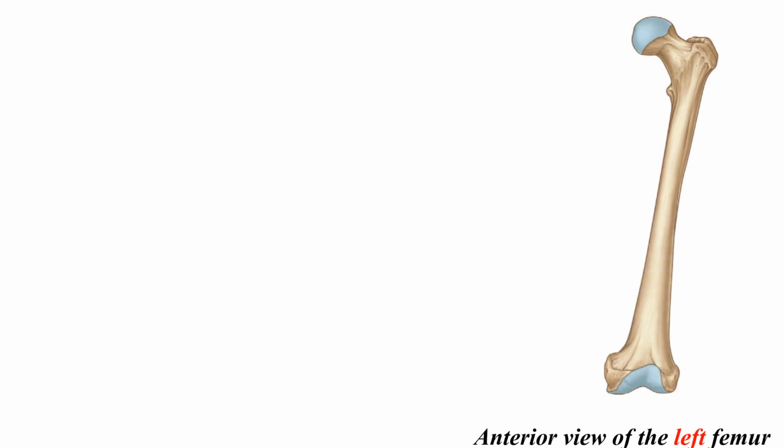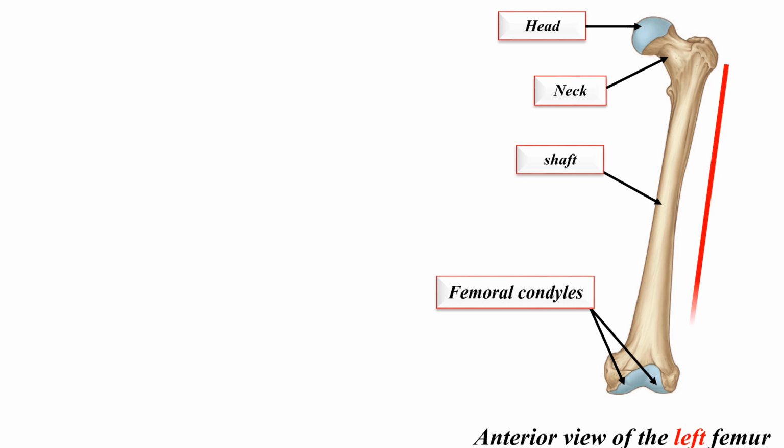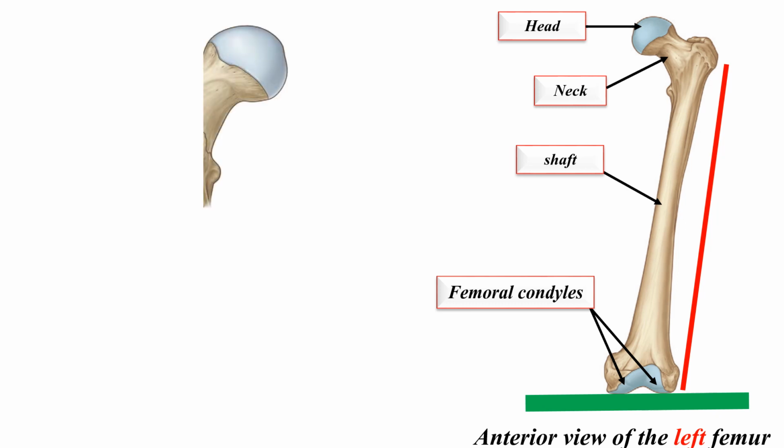This is the anterior view of the left femur. This is the head of the femur. This is the neck and this is the shaft. Distally, those are the two femoral condyles, the medial and lateral femoral condyles. In a standing position, the shaft of the femur passes downwards and medially. This inclination is evident when the femur is held vertically with the two condyles in contact with a horizontal surface. This green line is the horizontal surface. You can notice that the shaft of the femur passes downwards and medially.